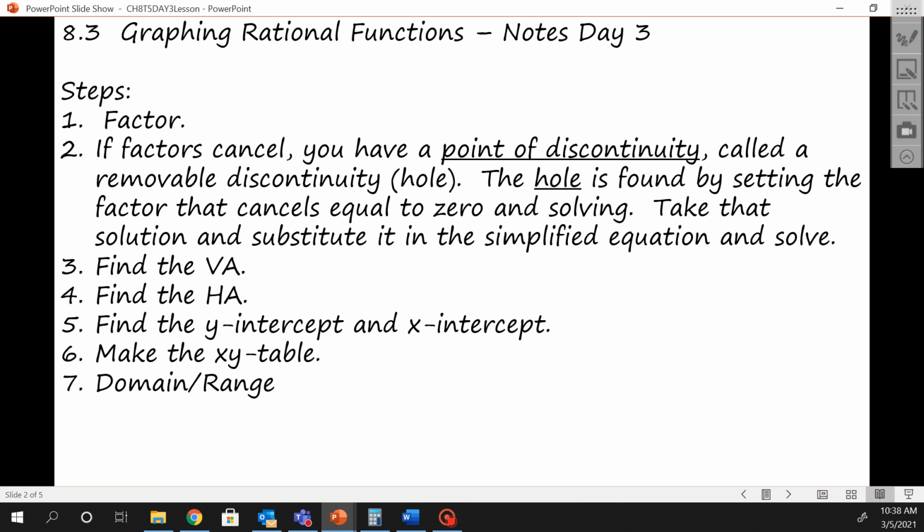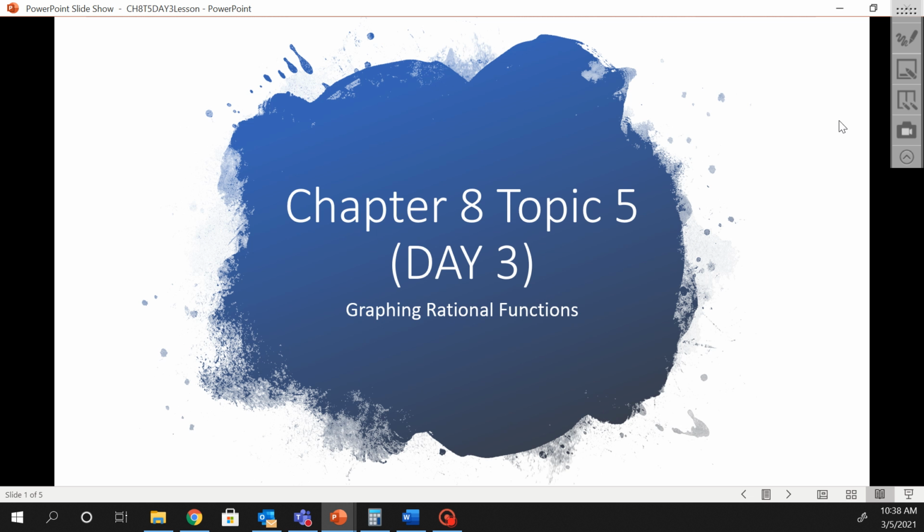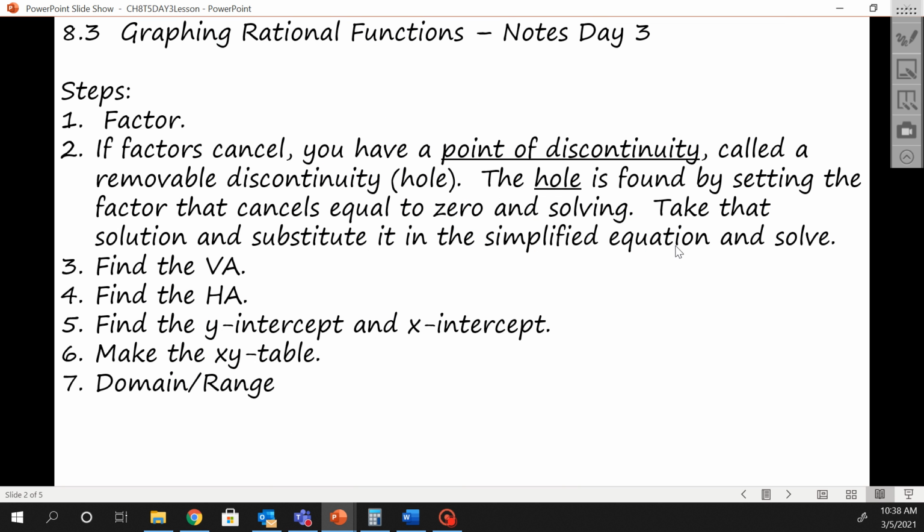Alright, today we're going to be looking at some more graphing of rational functions, a little bit different from the ones we've done before. Chapter 8, Topic 5. These ones are going to require you to factor. So first we factor the numerator and denominator of the rational function.